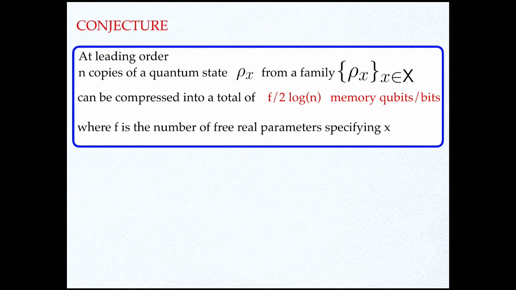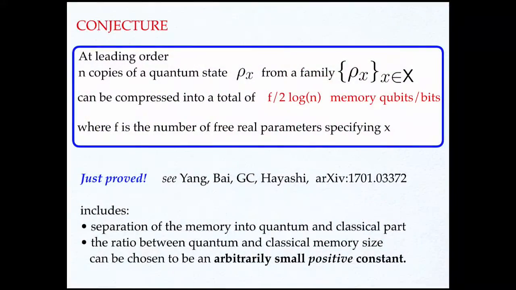So a natural conjecture is that at the leading order, whenever you have a certain parametric family of states, the total memory size that you need will be equal to the number of free parameters in this family divided by 2, times log n. So this was the conjecture that we had. And the good news is that we proved it. This is a result that was on the arXiv last week. So we just proved that this conjecture is true.